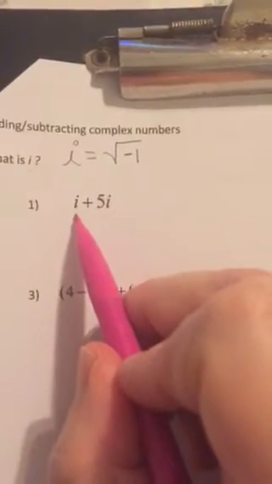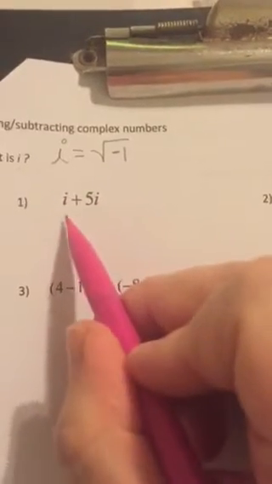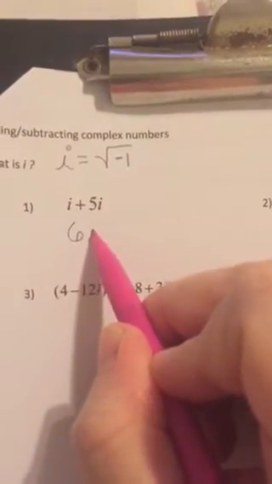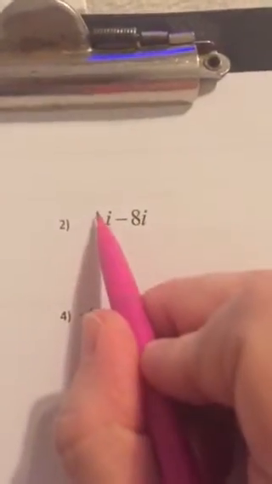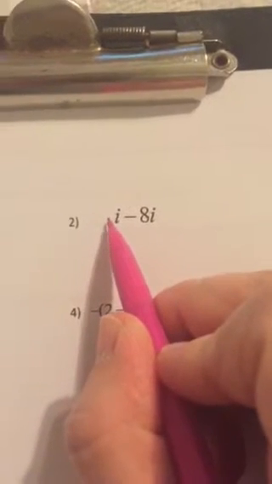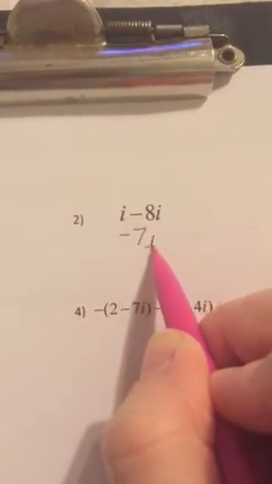So in this very simple example, i plus 5i, and there's really an understood 1 here, I can combine those as they're considered like imaginary terms and get 6i. And then there's also an understood 1 here. So if I have 1i minus 8i, I would get a negative 7i.